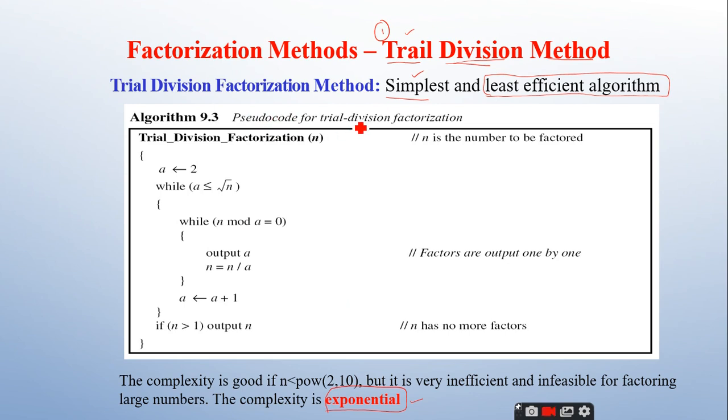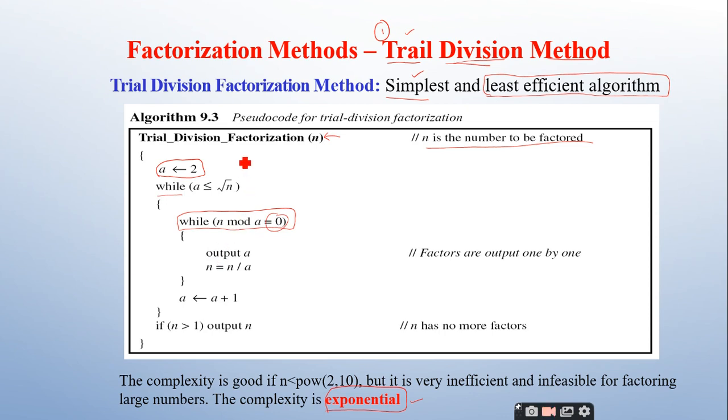So coming to the pseudocode for this trial division factorization technique, initially we will start with a equal to 2. N is the number which is to be factored. We need to find the factors of n, so the input to this algorithm is n. I will start with the least prime number, which is 2. While a is less than or equal to square root of n, and while n mod a, that is the modulus of n with a, is equal to 0, then you can identify that this is a factor.